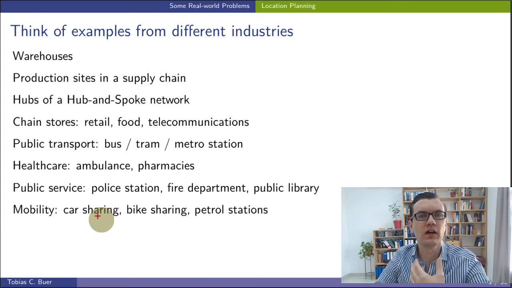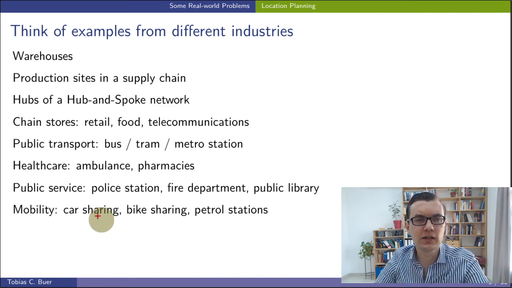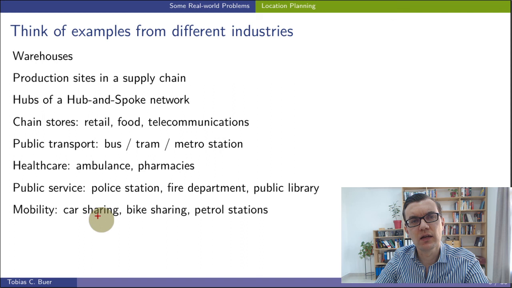So there is a big variety of location decisions out there affecting many areas of our daily life, and usually these location decisions in many cases have a long-term impact on the available services, and therefore we need to be very careful to make the right decision.